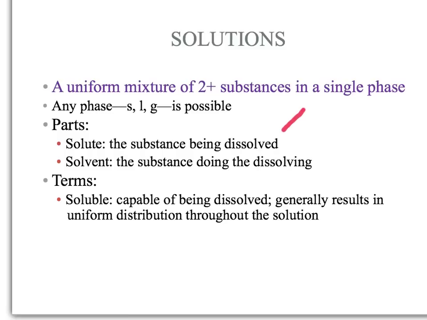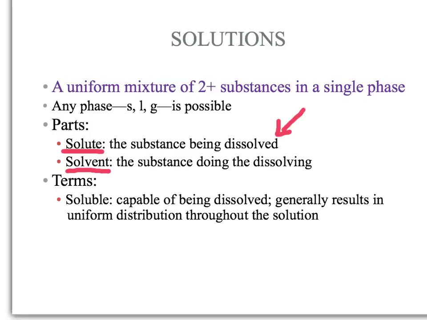The substance that's being dissolved is called the solute. And remember that the solute is usually the substance or the component that is lesser in the solution. So if you have two components, the solute is usually less than half of the total, and the solvent is usually more than half of the total, and it is the substance doing the dissolving.